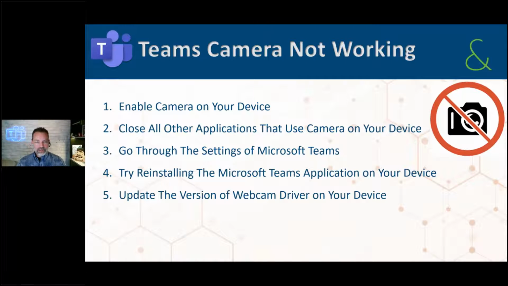So things to check if you're having camera problems. Make sure it's enabled. You can go into your device manager and find the camera and make sure it's enabled. Close other applications that use the camera. So that was my ticket there. I stopped sharing my webcam in the GoToMeeting, and then it was available to me in Teams. Just go through your Teams settings and make sure you've got the right camera selected.